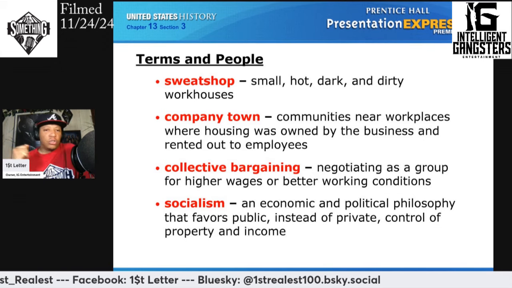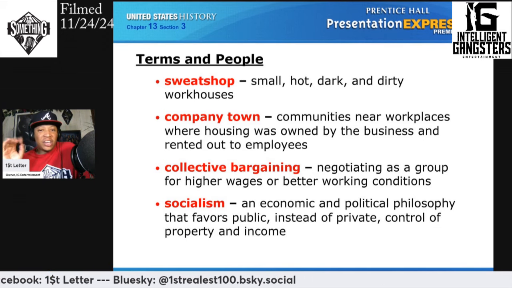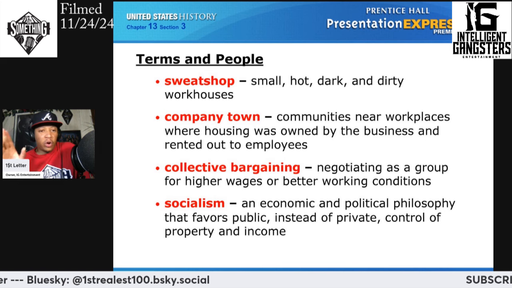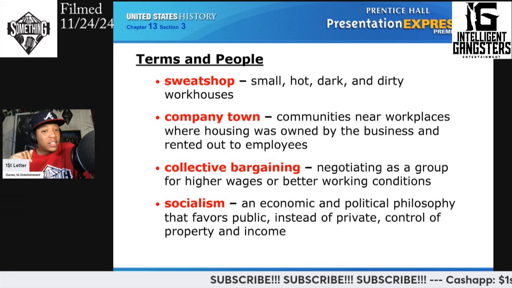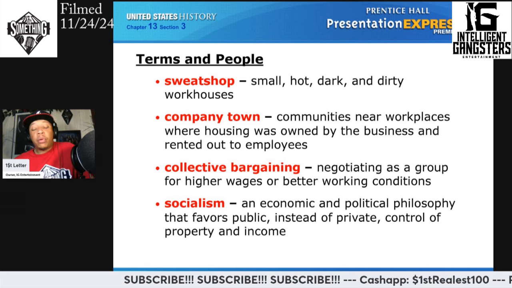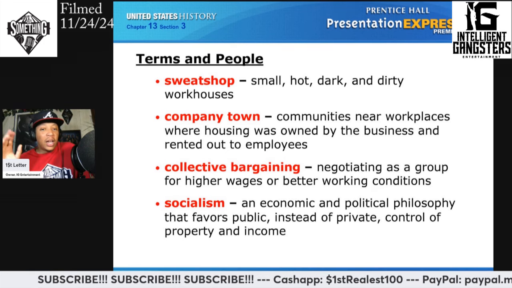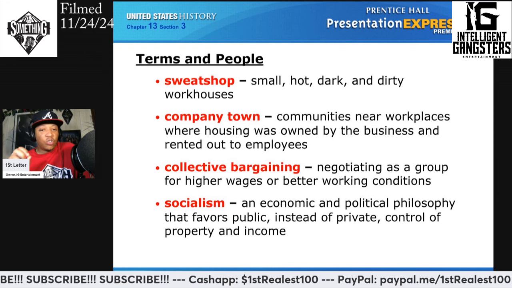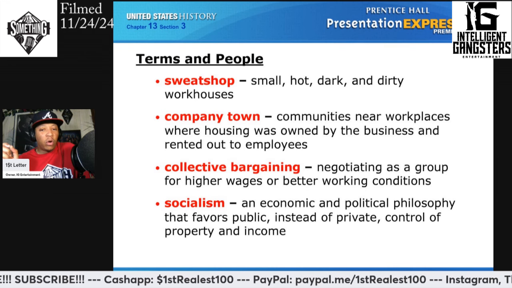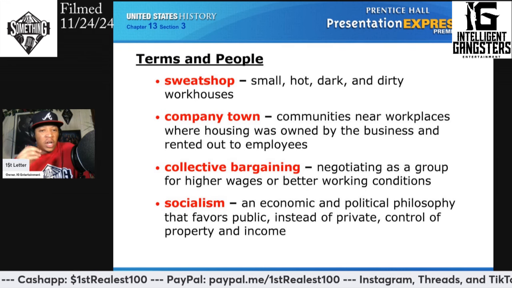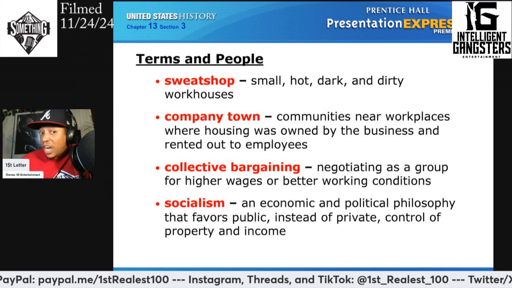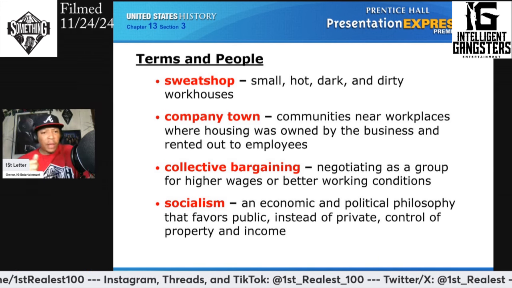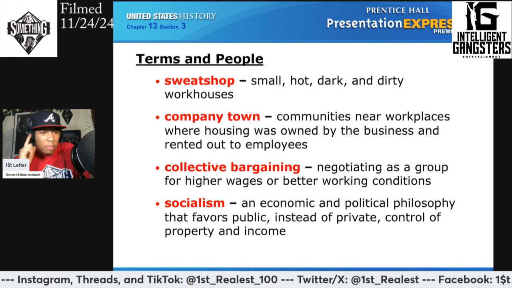Sweatshop: small, hot, dark, and dirty workhouses. A company town: communities near workplaces where housing was owned by the business and rented out to employees. We'll talk about that. Collective bargaining: negotiating as a group for higher wages or better working conditions. You probably heard collective bargaining when you watch the NFL or the NBA, or you may have heard it on your job. We want to definitely talk about that.